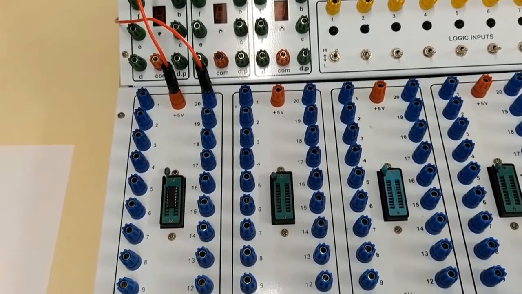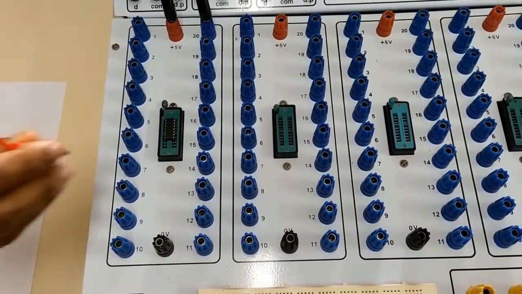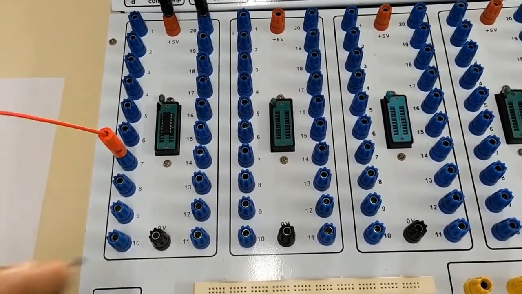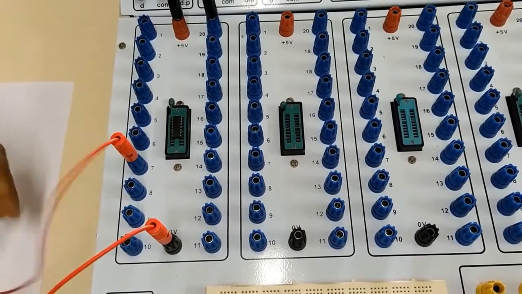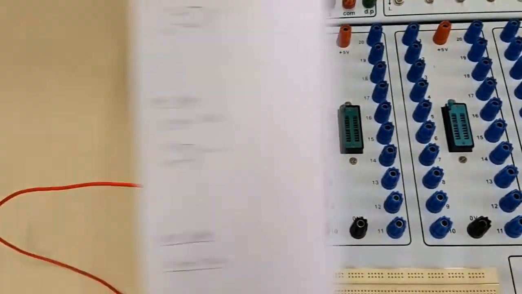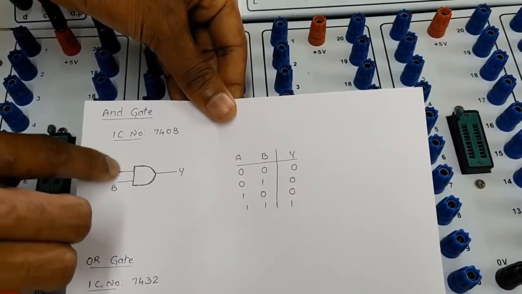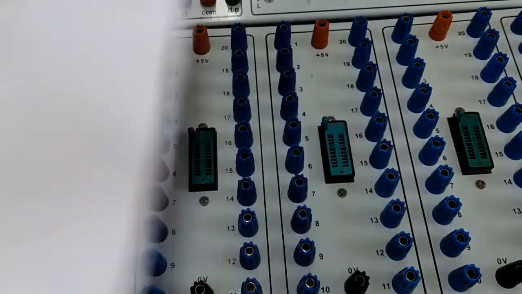Next, pin number 7 is your ground. So 1, 2, 3, 4, 5, 6, 7. The 7th pin will be connected to ground. Ground is your 0 volt. So your ground connection is done. Next, as per the pin diagram, I need to give two inputs. A and B are the two inputs and Y is the output, as I explained to you.